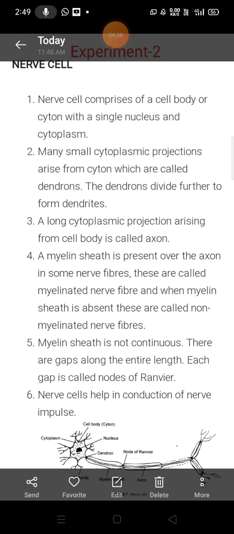After writing this, there is the description or observation about the nerve cell. You can see here the observation of the nerve cell must include the dendrites, the axon and the nucleus. And this is the picture of the nerve cell.